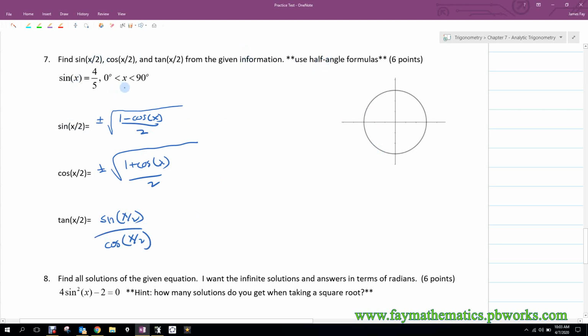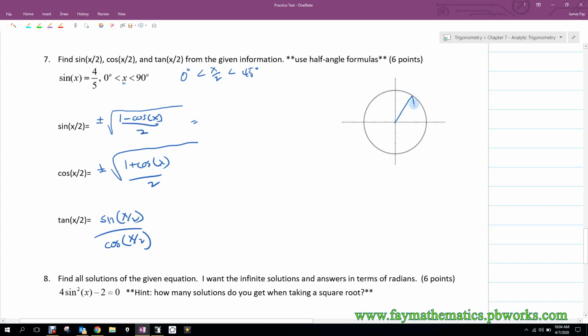Says that your angle x is between 0 and 90. So when we're done, x over 2 then should be between 0 over 2 and 90 over 2. So our answer should be between those things. I'm just going to draw a picture here real quick.